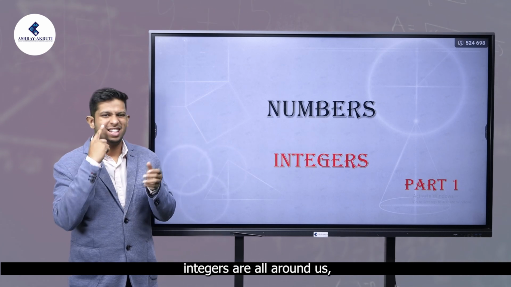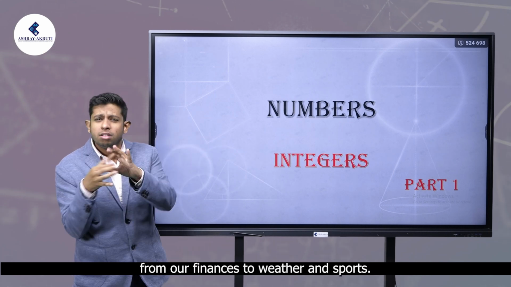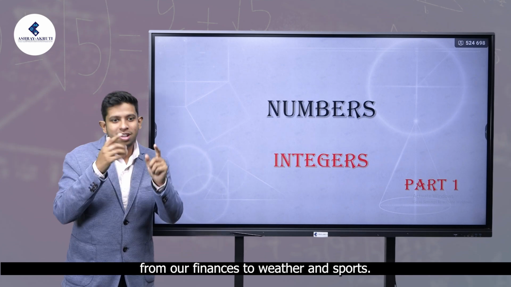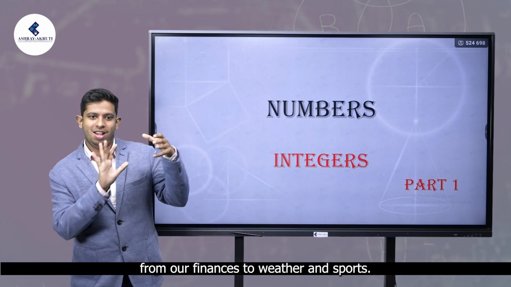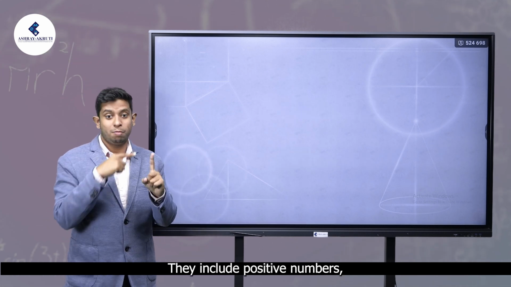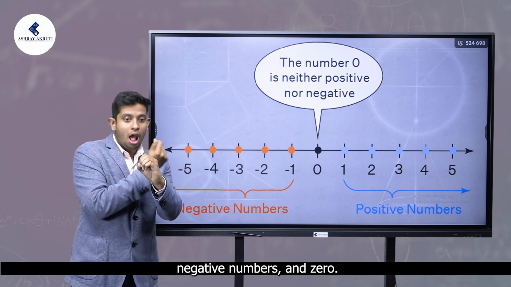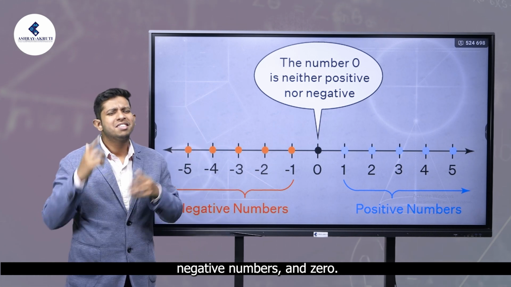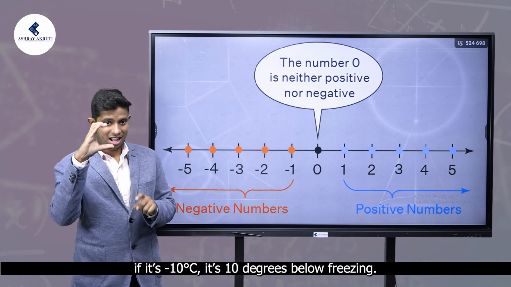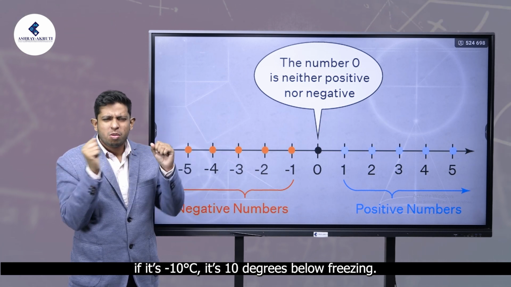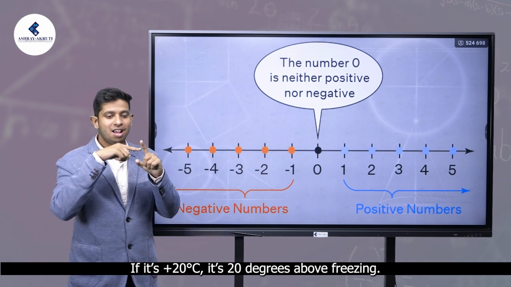Children, integers are all around us, from our finances to weather and sports. They include positive numbers, negative numbers, and zero. Think about a thermometer. If it's minus 10 degrees Celsius, it's 10 degrees below freezing. If it's plus 20 degrees Celsius, it's 20 degrees above freezing.